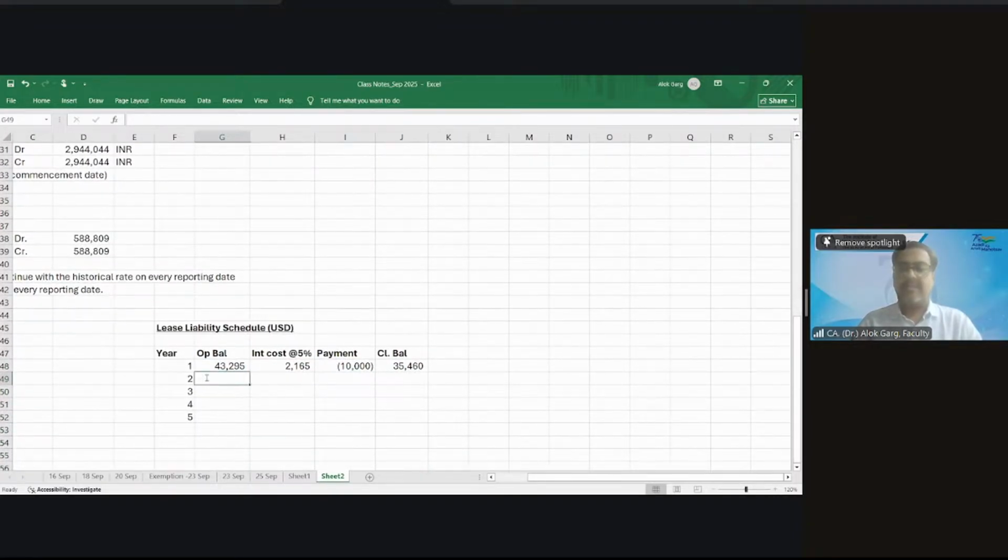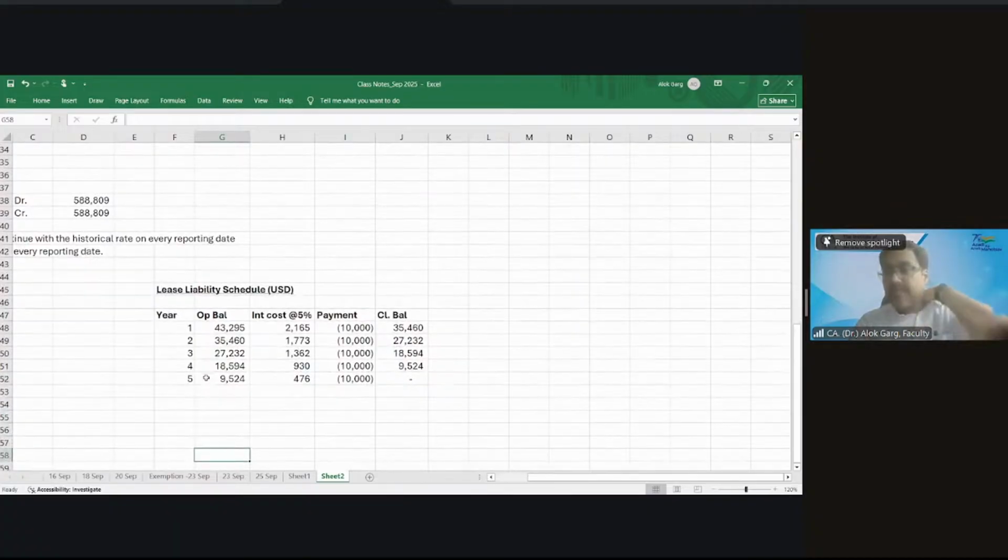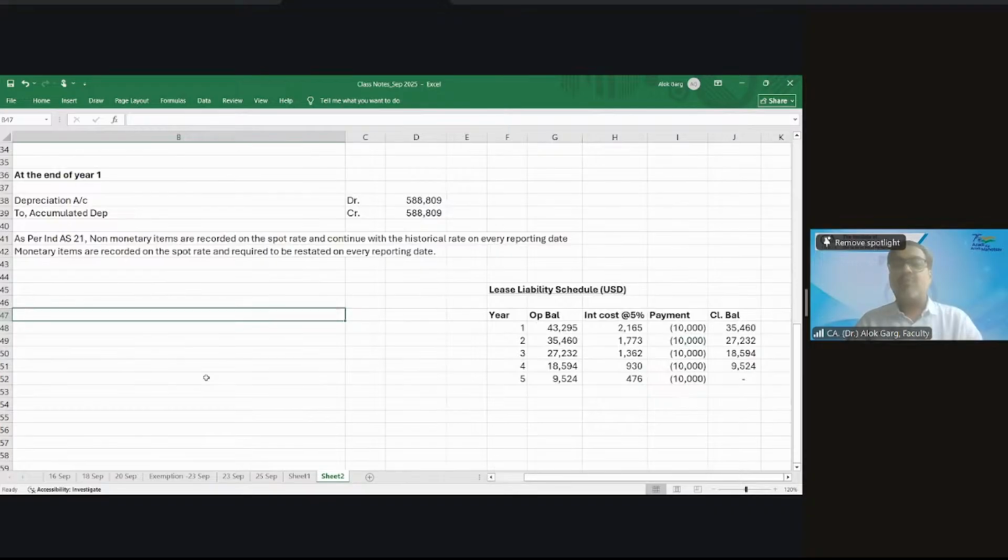Then in the second year, this will become my opening balance, then interest cost, then your lease payment, then your closing balance. So let me drag this also for the 5 years. This is your lease liability schedule. Friends, now I have an interest cost of $2165.